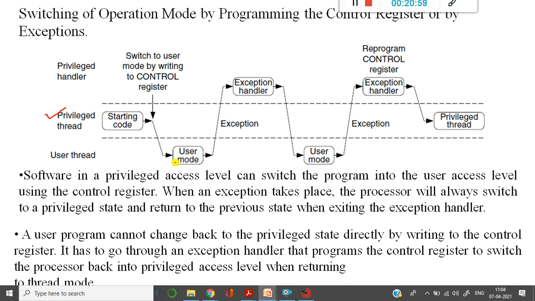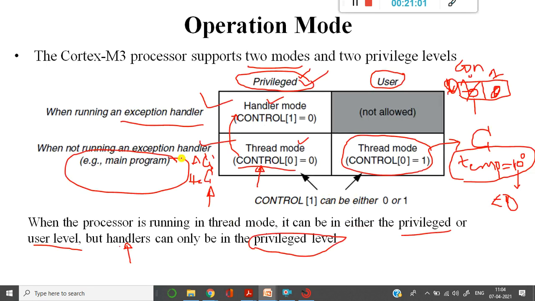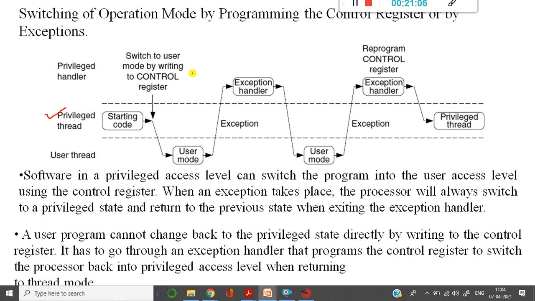Then if I want to execute a user level program, what I need to do is this: see here, the control register has control bit 0 and control bit 1, right? Now I make this 1. So now the processor understands that I am going to user level. Now it executes the user thread.